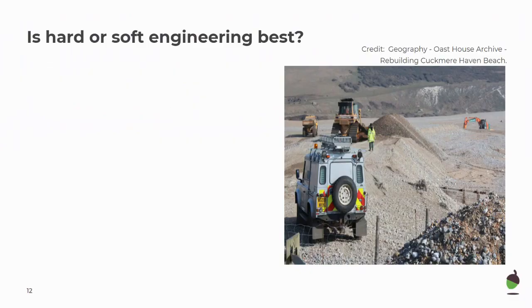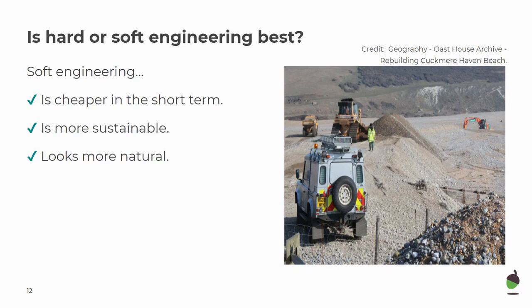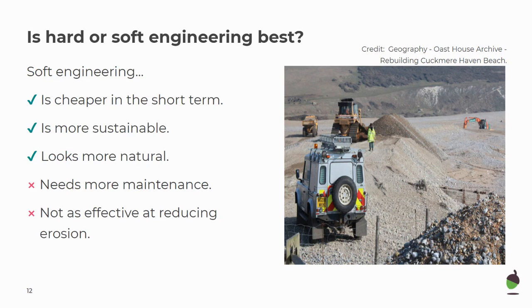So is hard or soft engineering best? We've got 2 different options and we need to decide which one we would use and why. Soft engineering tends to be cheaper in the short term. So it's more sustainable in that we're not damaging the environment and it looks more natural. However, it does need more maintenance. So it may be cheaper, but if you're having to redo that on a regular basis, the costs are going to add up. It's not as effective at reducing erosion. It will slow it, but it doesn't stop it.